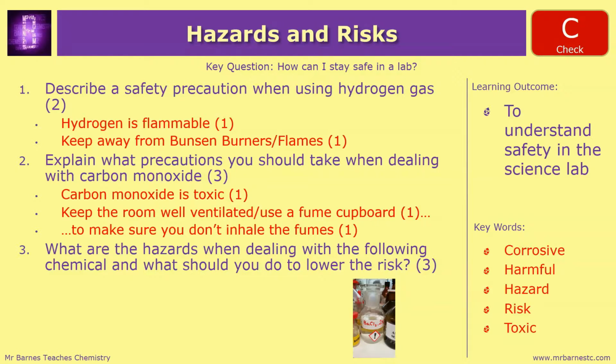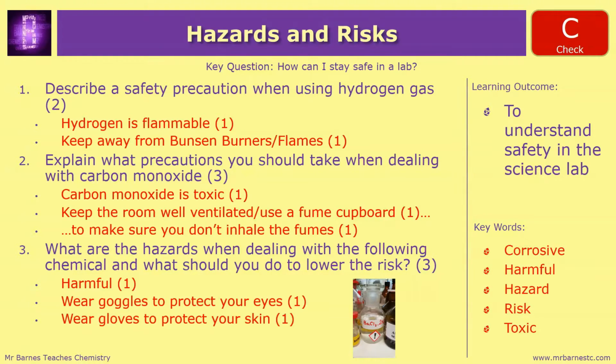Question 3, what are the hazards when dealing with the following chemical? So this is barium chloride, it's got the exclamation mark, and what should you do to lower the risk? So your key thing here is it's harmful. That's what that exclamation mark means. If it's harmful, wear goggles to protect your eyes, wear gloves to protect your skin, and if you do get it on your skin for any reason, wash it off straight away. So that's worth 3 marks, so any 3 of those 4 points would have got you 3 out of 3.